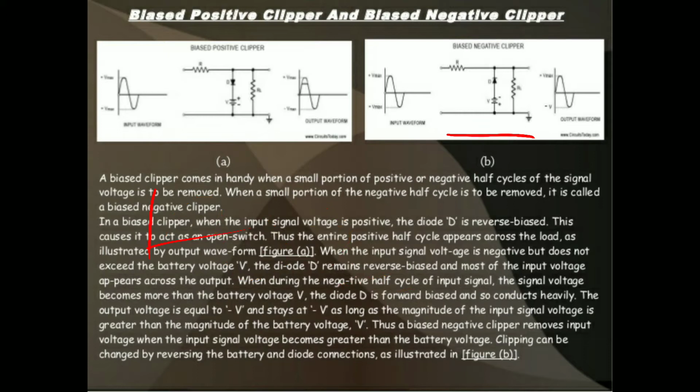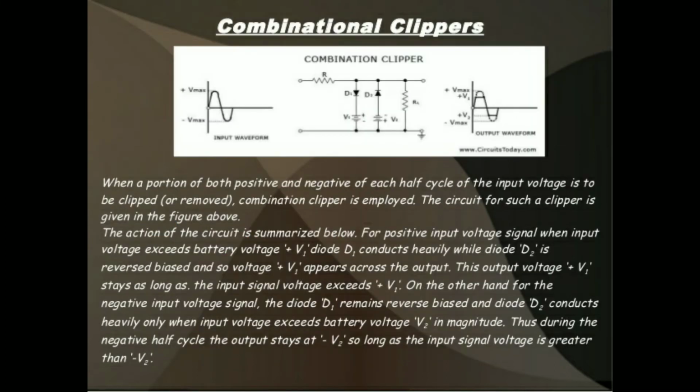Let us learn about the combinational clippers. Combinational clippers are also called two-level clippers, or independent two-level clippers. Till now we have discussed only the single level clipper. That means we used only a single diode, and we get either the positive output or the negative output only. But we don't get both sides at the same time. So that's why it is called a single level clipper.